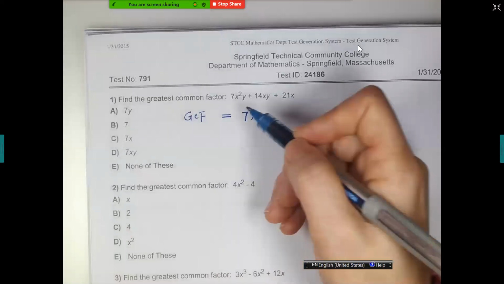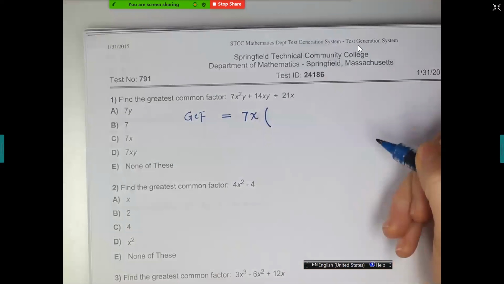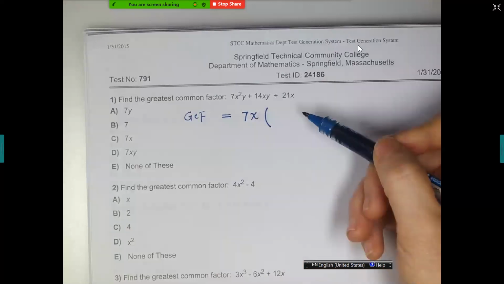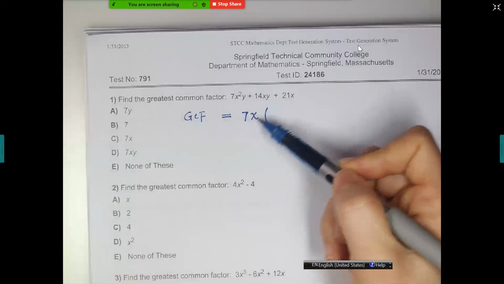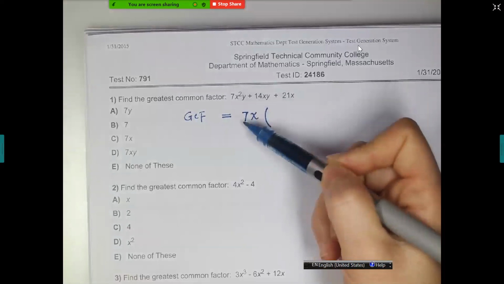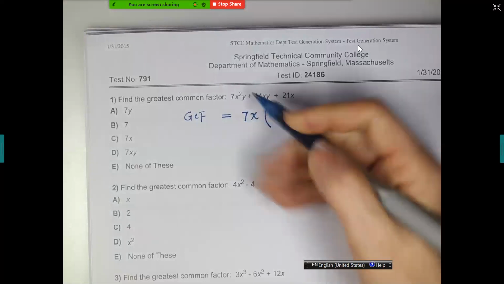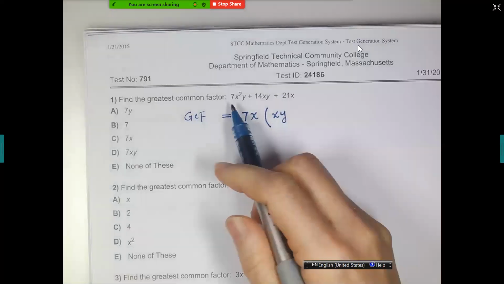Write down the GCF, then followed by a parenthesis. We put the leftover in the parenthesis. What is left over? The quotient. We divide every term by the GCF. The quotient is called the leftover. So 7, number is gone. X squared, when we take one x out, there is another x left, and y is left. So 7y is left over.